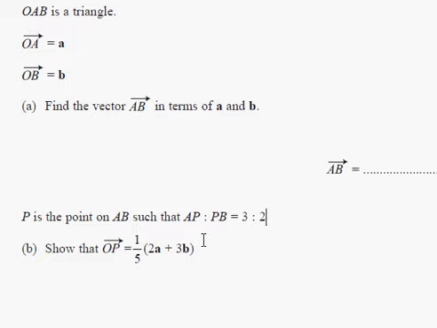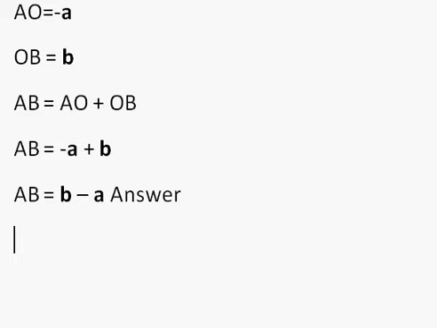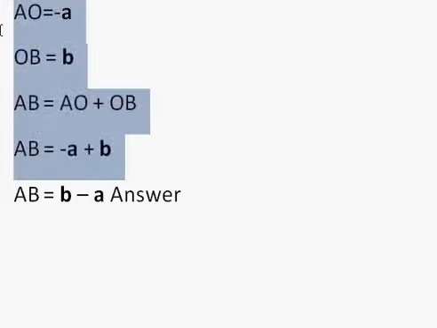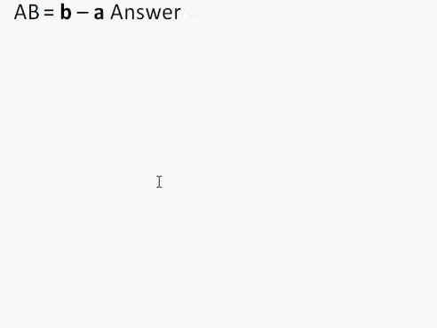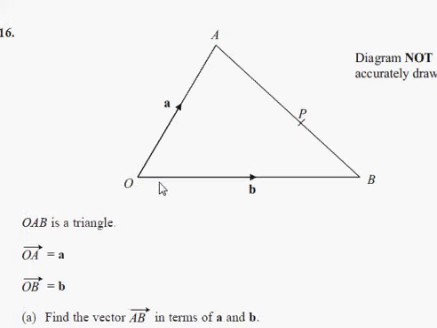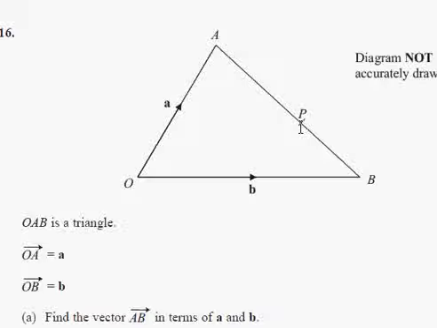P is the point on AB. One way to get this would be, let's try to do it the other way. Let's write down what we know. This was part A. I'll keep the answer there in case it's useful. So OP, that's what we're trying to find. The vector OP equals OB plus BP. I'm going to write that down: equals OB plus BP.